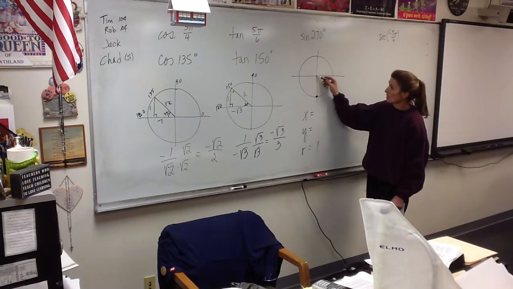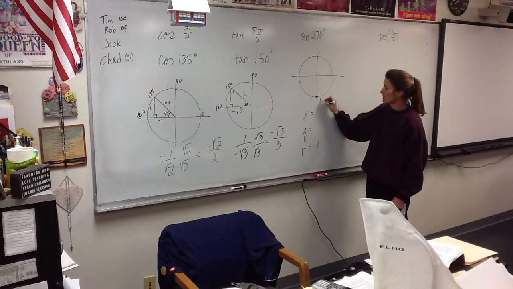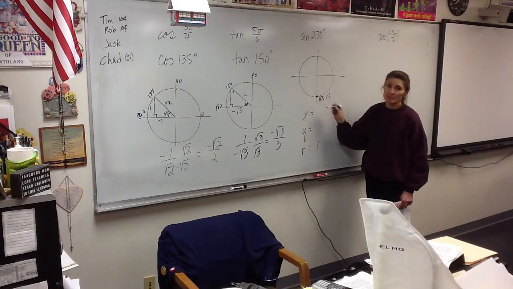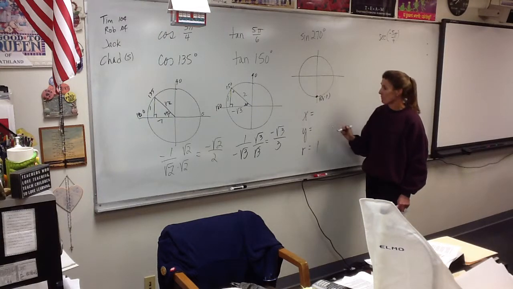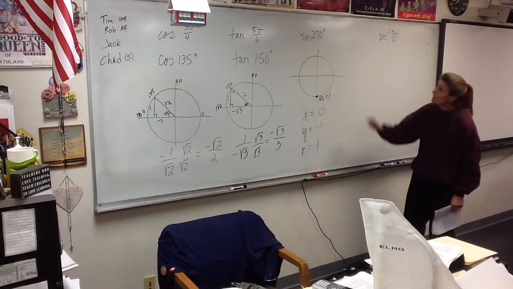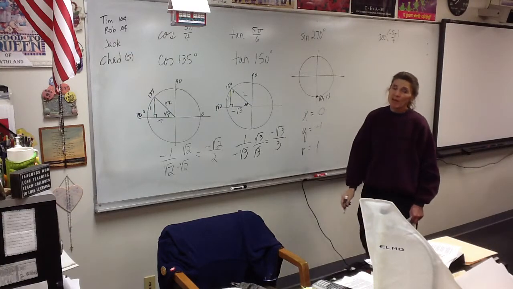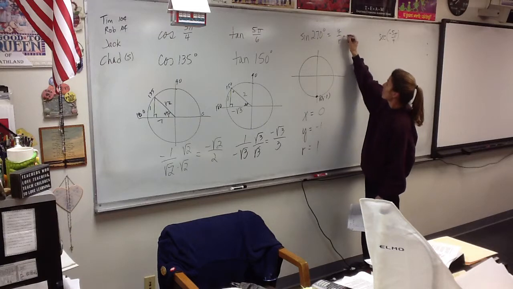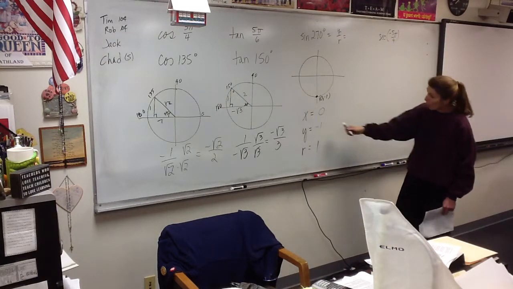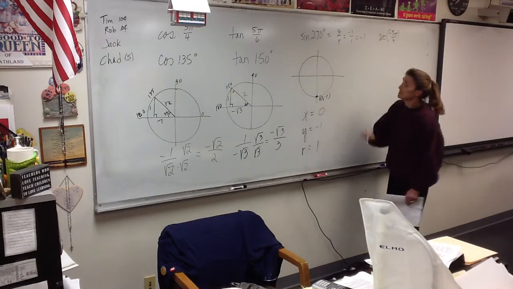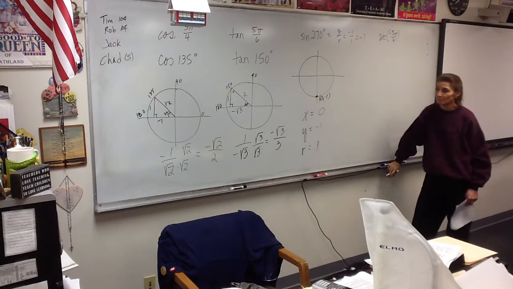If r is 1, then this point would be the point 0, comma, negative 1. Straight down, 1 unit, 0, comma, negative 1. So x is 0 and y is negative 1. I want the sine. I need to remember that the sine is y over r. So y over r would be negative 1 over 1, which is negative 1.